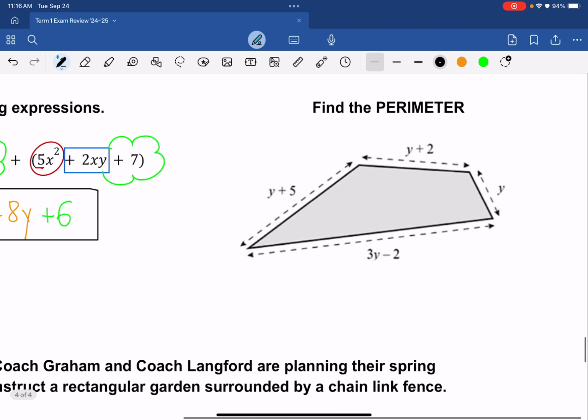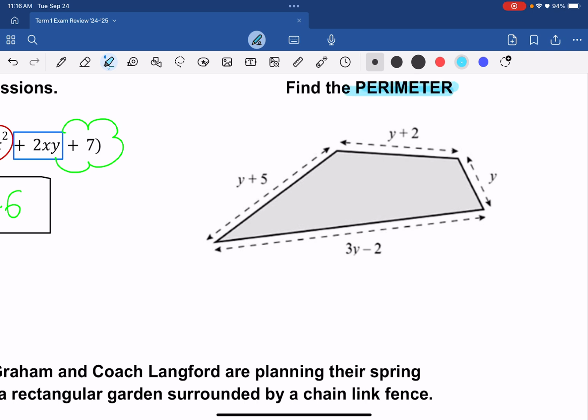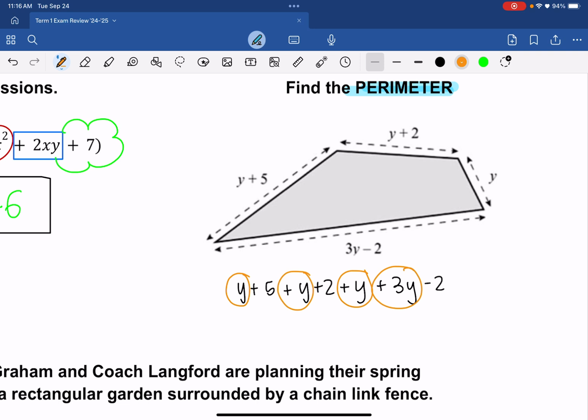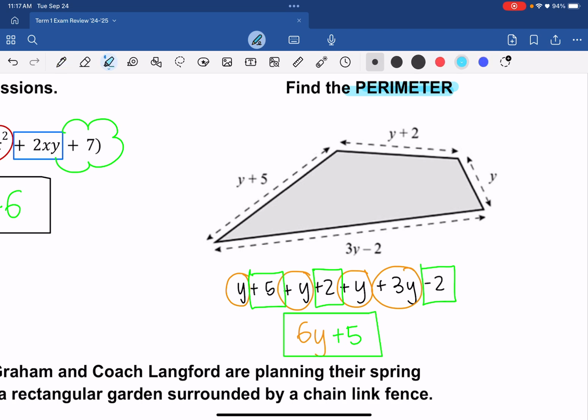Okay. This one, perimeter, remember, is adding all the sides. So I have y plus 5 plus y plus 2 plus y plus 3y minus 2. Right? I added all the sides. Ideally, it's the same thing. All my y's are together. So all together, I have 3 plus 1 is 4, 4 plus 1 is 5, 5 plus 1 is 6, so I have 6 y's all together. And then I have my constants. So 5 plus 2 is 7, and 7 minus 2 is a positive 5. So my perimeter of this shape is 6y plus 5. And it's okay that you do not get a value.